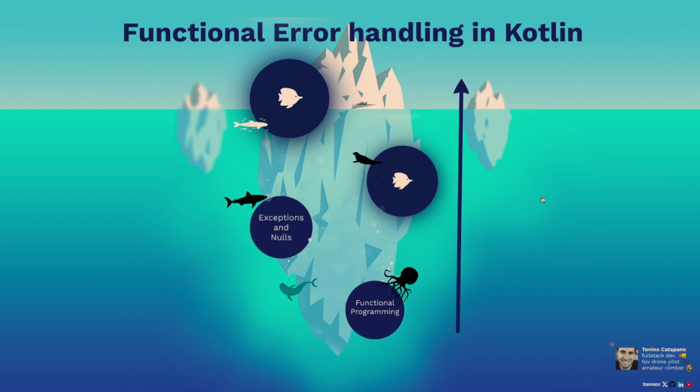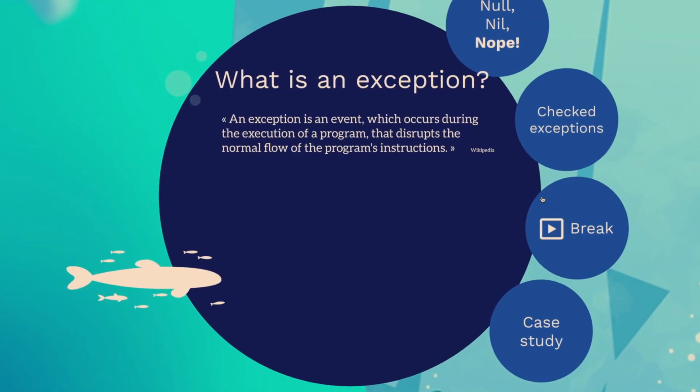So we are at the first stage here. We can talk a little bit about exceptions and nulls. So what is an exception? Well, an exception is an event which occurs during the execution of a program that disrupts the normal flow of the program instructions. When I think about exceptions, what is the first exception that you think of?